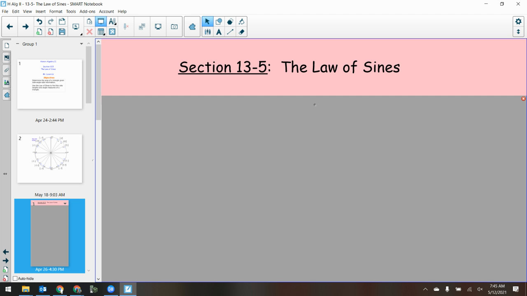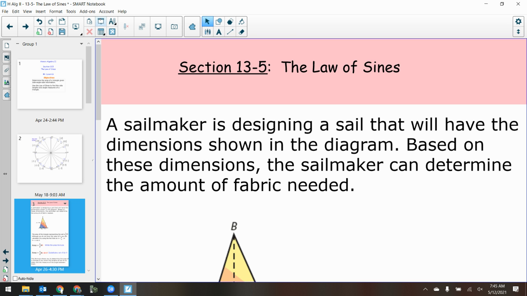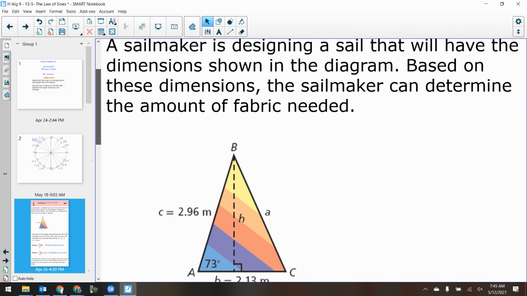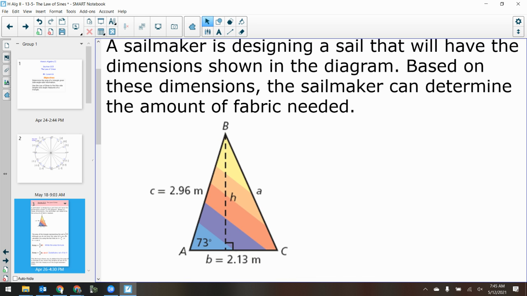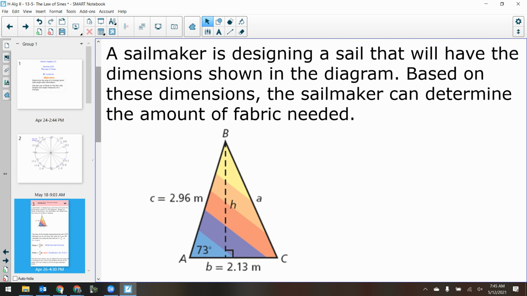Now, the book presents this interesting example for area, and I always like to go over this. This isn't really part of the curriculum. It's not something that you may use very often, but I think it's kind of interesting. A sailmaker is designing a sail that will have the dimensions as shown in the diagram. Based on these dimensions, the sailmaker needs to determine how much fabric they need to make the sail.